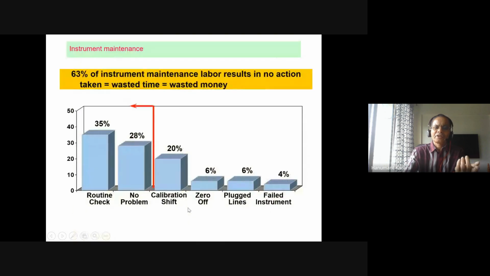So this is what it is. The 250 ohm is not required when it is in the field. This is the statistics.